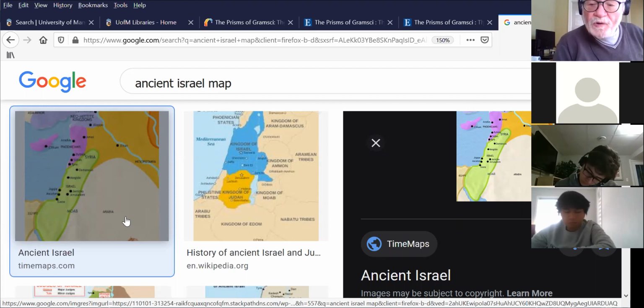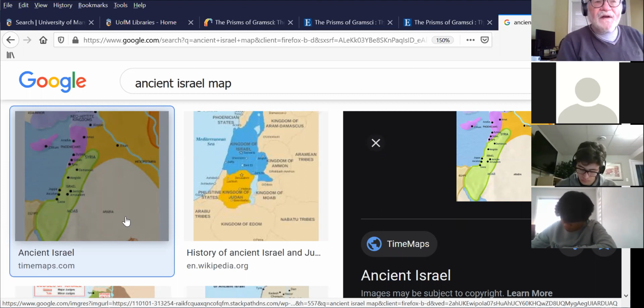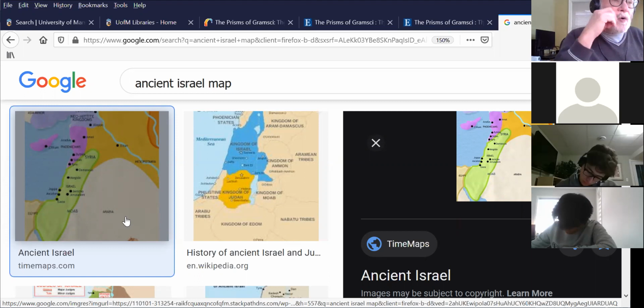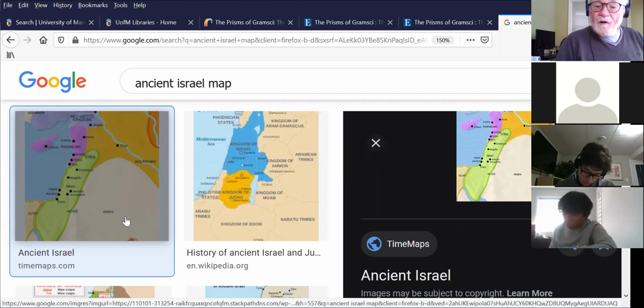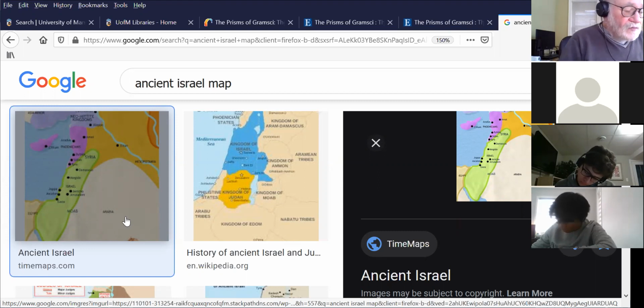1797, Napoleon, who was this great usurping general of the French Revolution, decided to invade Egypt to get around the English, to do in the English, who were his enemy. And so he takes an army to Egypt, and they're wandering around in different places, and they run across a gigantic stone tablet. And this stone tablet is known as the Rosetta Stone.